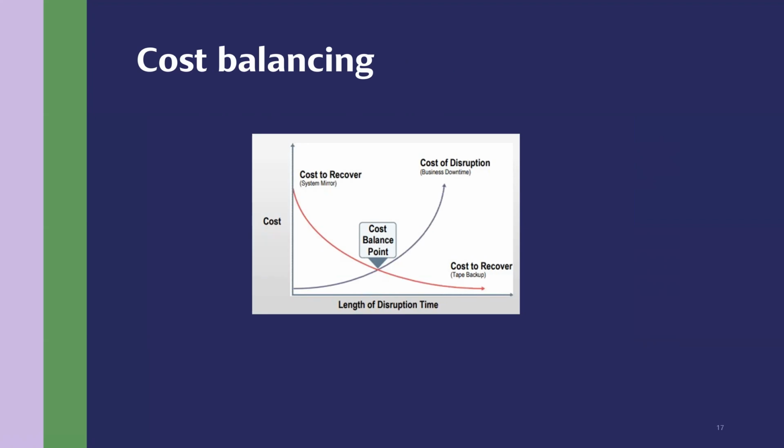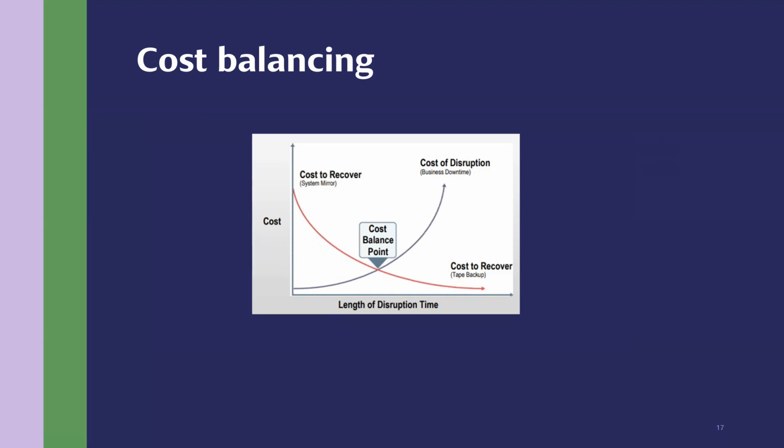So it's very important to note that cost is involved directly in this recovery time. If you see the x-axis, it talks about length of disruption time, and the y-axis is about cost. As we start from the x-axis, the length of disruption time is very less, but the cost to recover is very high. If I put some values on the x-axis, for example 1, 2, 3, 4, on 2, you can see the value of the blue line is very less, and the cost to recover, the red line, will be very high.